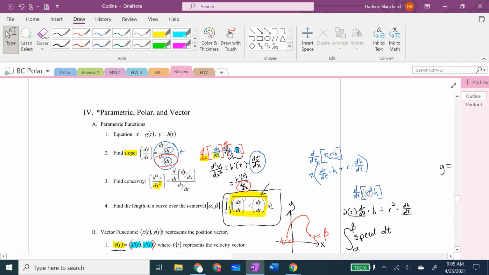And I feel like that covers basically what I wanted to talk about with really recognizing the difference of parametric and vector motion. And I'm going to stop recording for a moment.